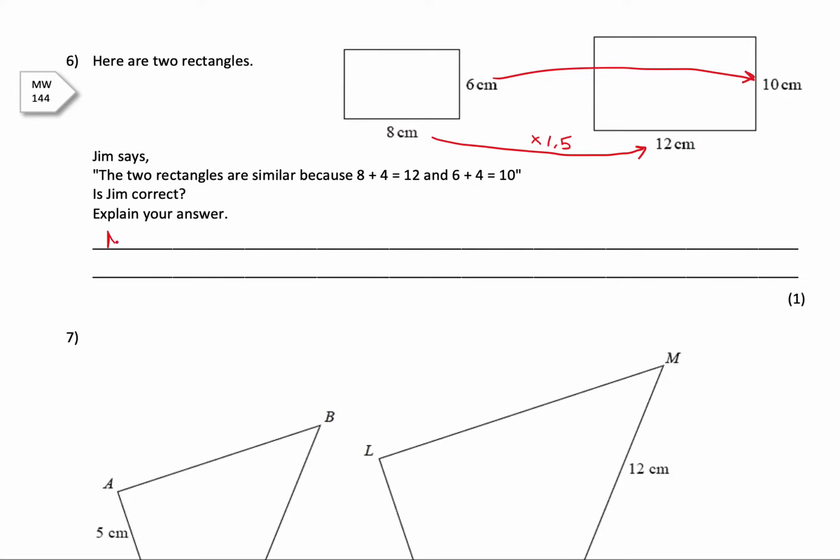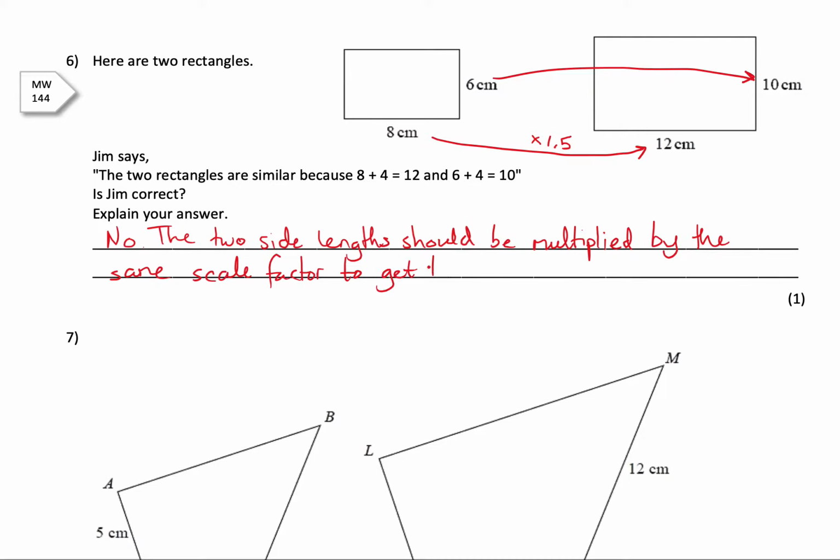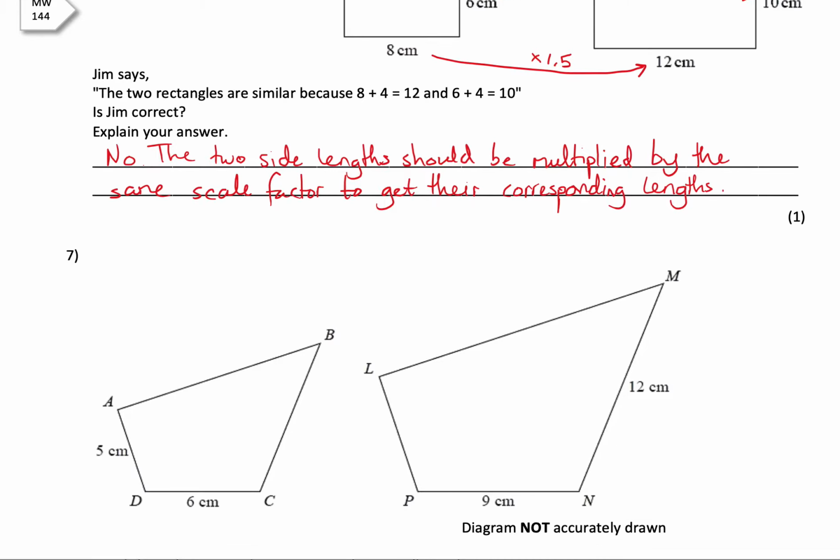Okay, so we want to put something like no. The two side lengths should be multiplied, just going to add in here, by the same scale factor. There we go, something along those lines would be perfect, or just sort of indicating that it should be a multiplicative relationship rather than an additive one.